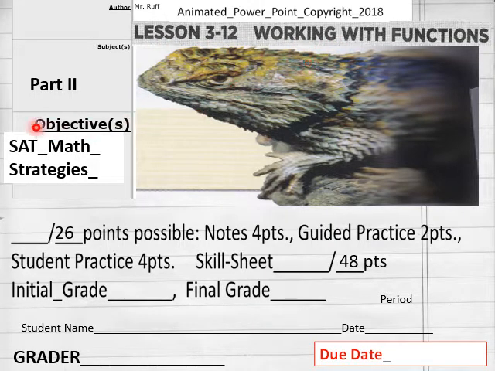3.12 Part 2, Working with Functions. Here are notes. We have a 48-point skill sheet, which is not included with this PowerPoint. To get that, contact me.